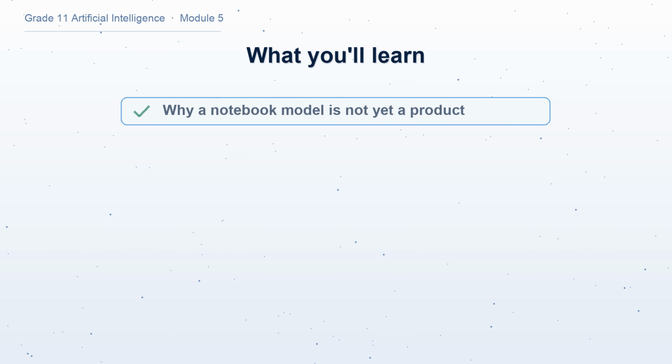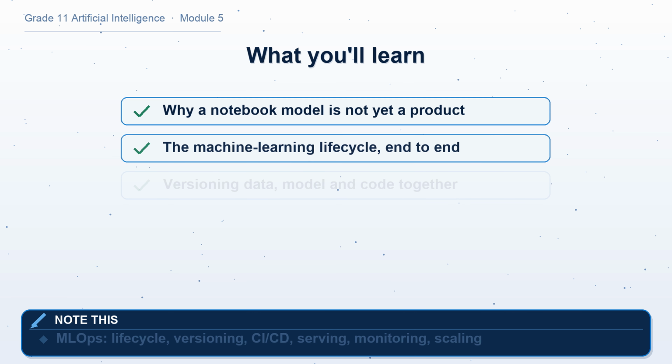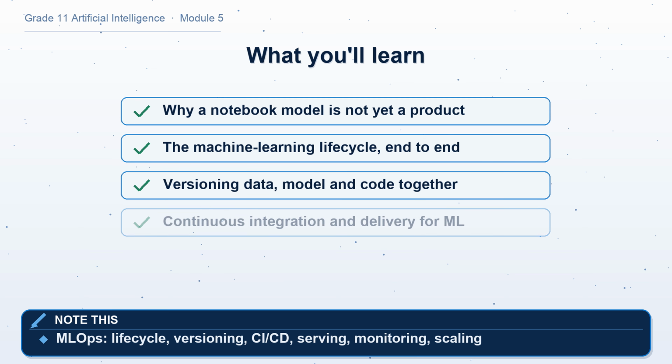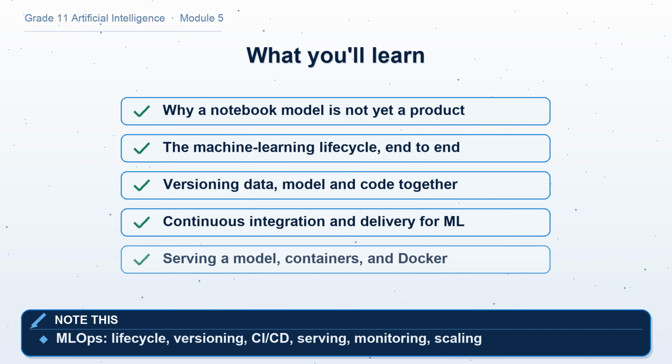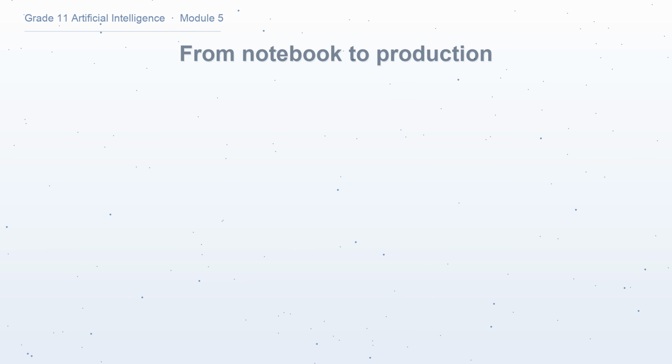Here is our plan for the module. We'll see why a notebook model is not yet a product. We'll walk the machine learning life cycle from end to end. We'll version data, model, and code together and set up continuous integration and delivery. Then we'll serve the model to users, package it in a container with Docker, and finally monitor and scale it in production. Let's begin where you already are, a notebook that trains a model and prints a good score.